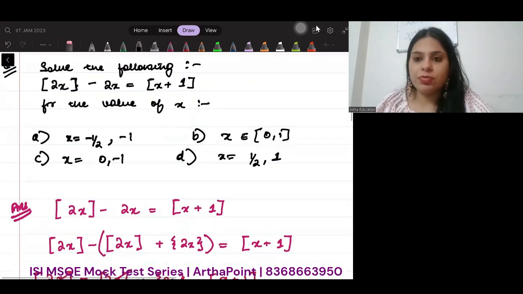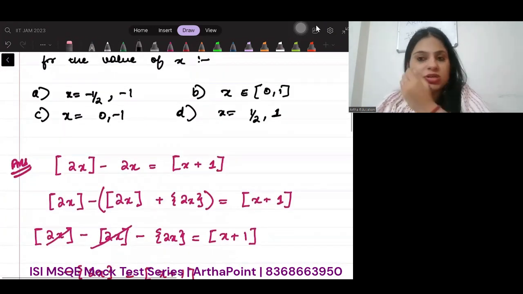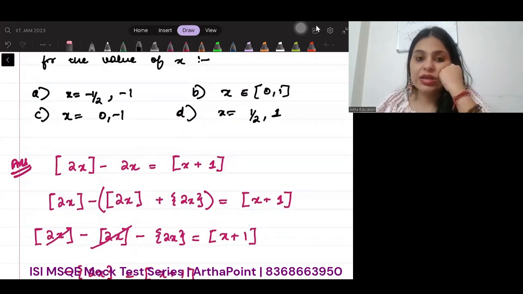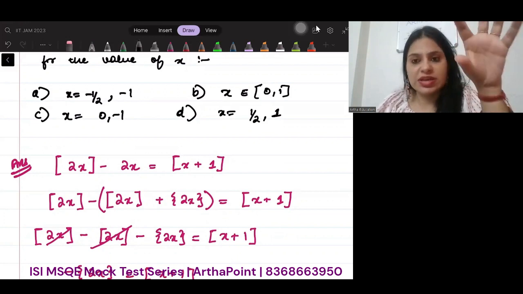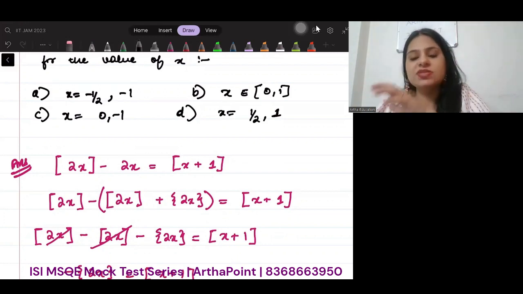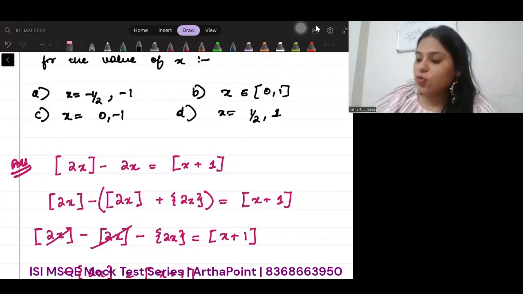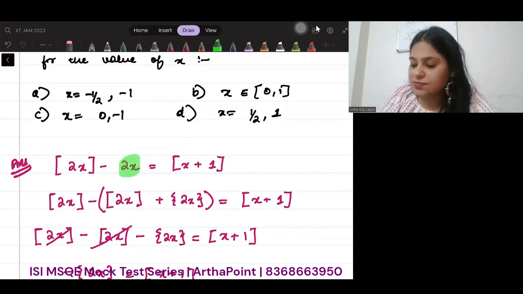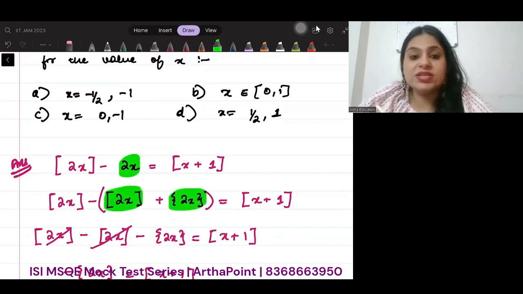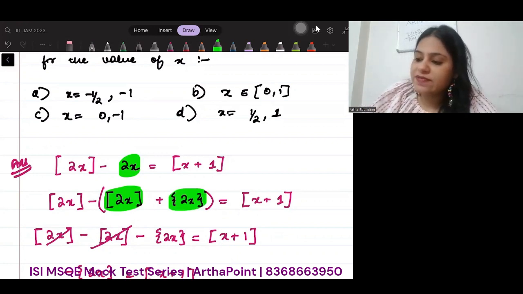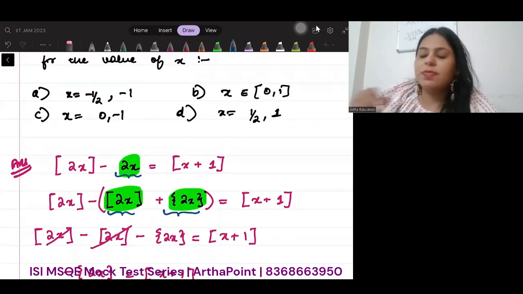Now, one property of greatest integer is that if you take any number, you can break it in two forms. One will be its greatest integer part and the other will be its fractional part. So if I want to write 2x, I can rewrite 2x as the greatest integer part of 2x plus the fractional part of 2x. This is a very, very important property. So we have split this 2x in two parts, greatest integer of 2x plus fractional part of 2x.